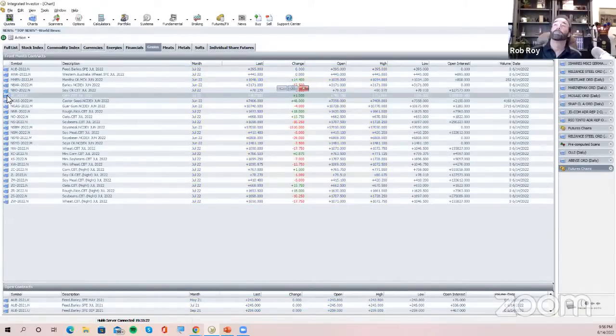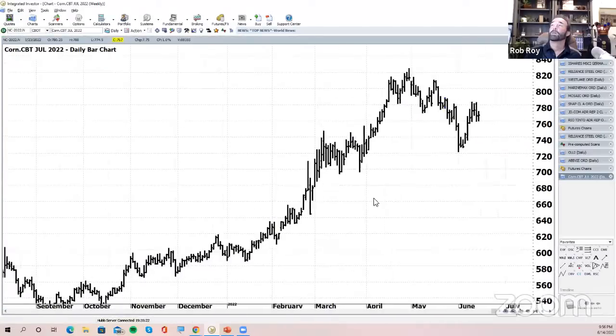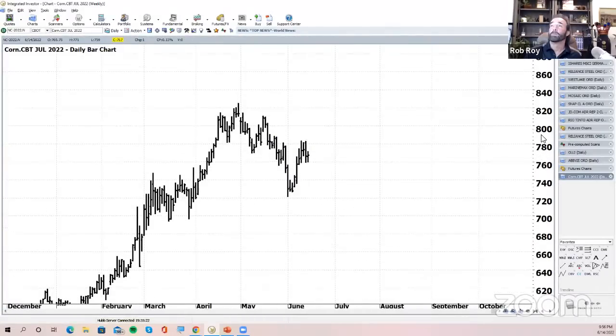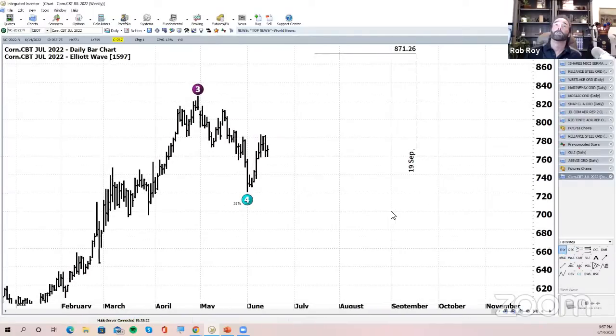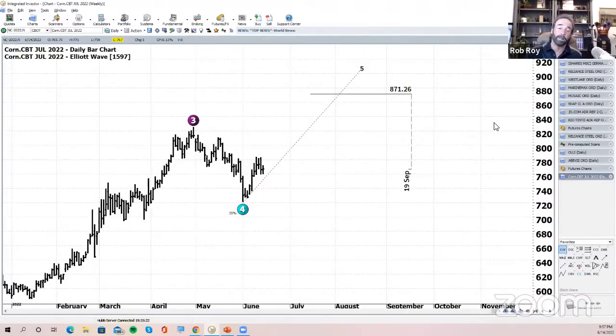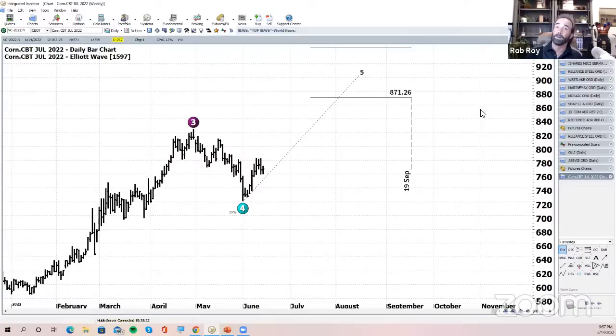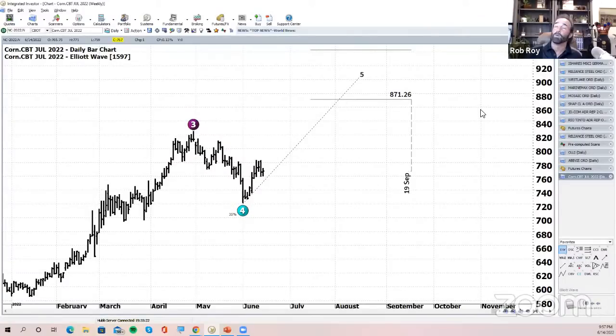And there we go. So, kind of consolidation here in corn, the July contract. I don't want to see that play out. If corn starts to go like that, that affects gas too, right? So that's just a double whammy. And then the grocery store. So we are in a bit of a consolidation right here.